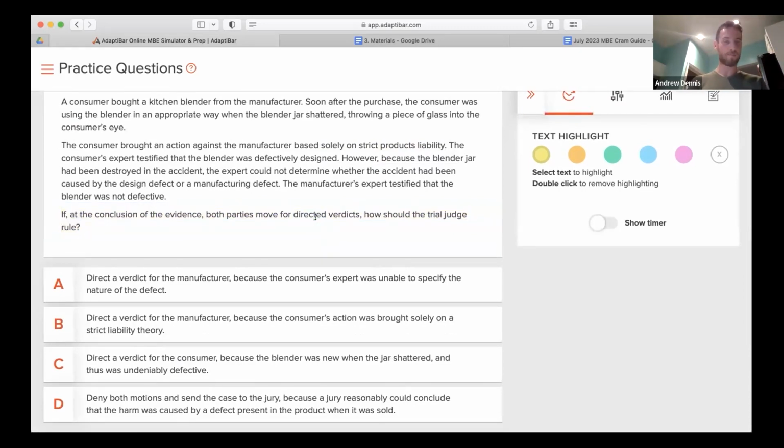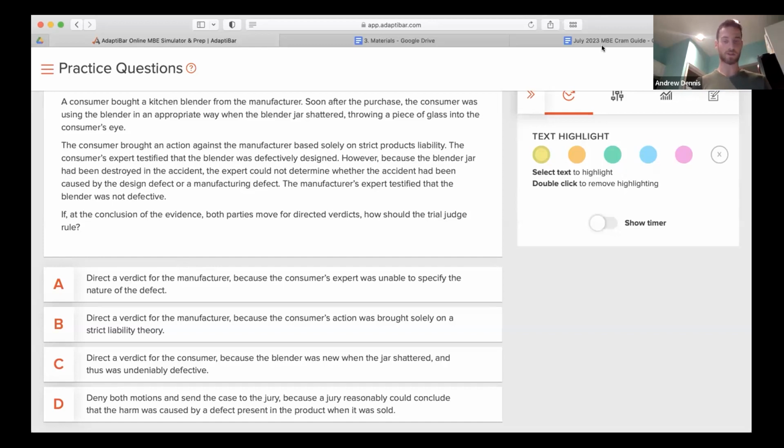All right, a consumer bought a kitchen blender from the manufacturer. Soon after the purchase, the consumer was using the blender in an appropriate way when the blender jar shattered, throwing a piece of glass into the consumer's eye. The consumer brought an action against the manufacturer based solely on strict products liability. The consumer's expert testified that the blender was defectively designed. However, because the blender jar had been destroyed in the accident, the expert could not determine whether the accident had been caused by design defect or manufacturing defect. The manufacturer's expert testified that the blender was not defective. If at the conclusion of evidence, both parties move for directed verdicts, how should the trial judge rule?